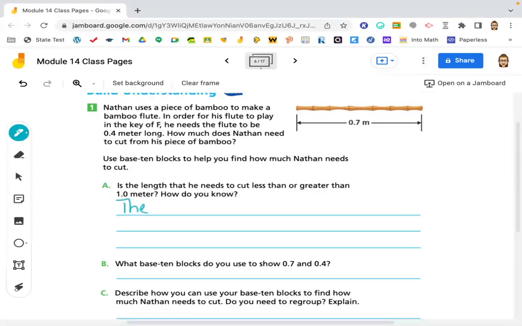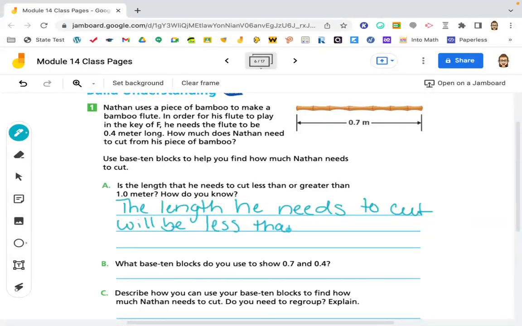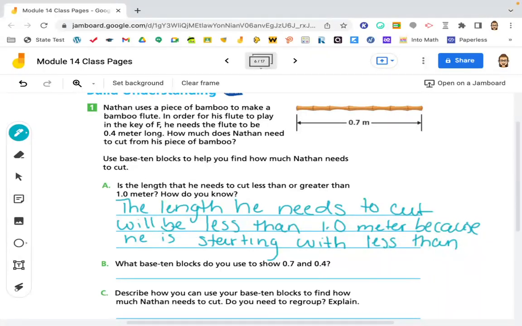So the length he needs to cut will be less than 1 meter because he is starting with less than a meter.